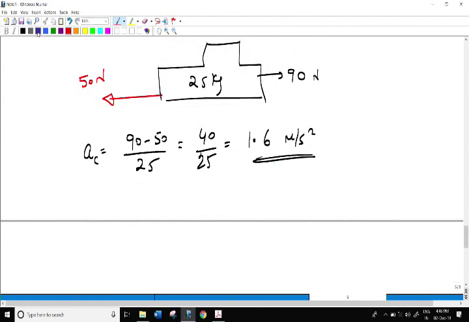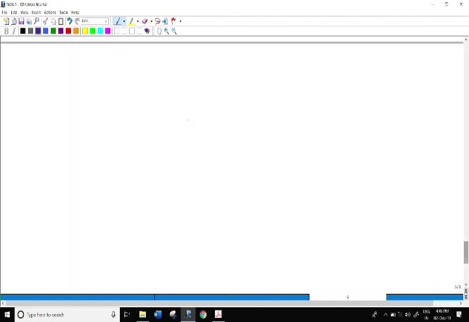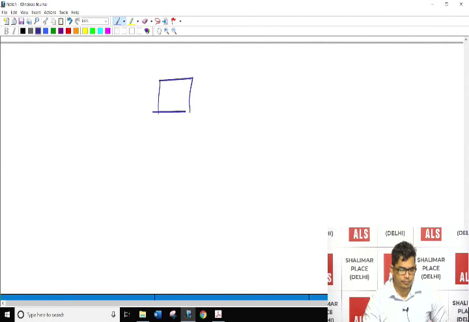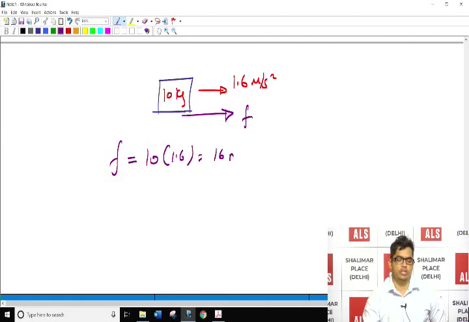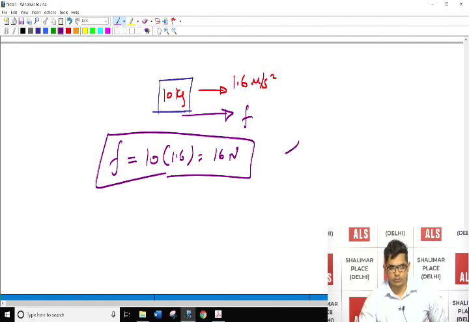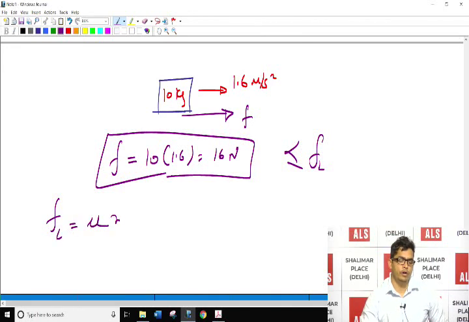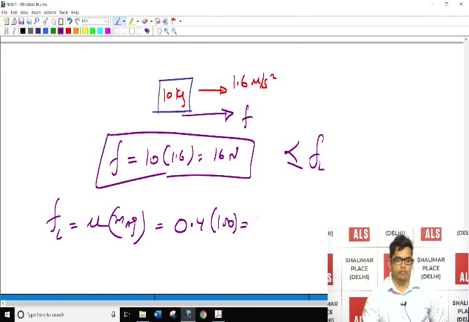Now look at the upper block A. It must have an acceleration of 1.6 meter per second square. Its mass is 10 kilogram, and there will be only one force acting on it, and that is friction. This friction is equal to 10 into 1.6, which is 16 Newton, and it should be less than the limiting friction. Limiting friction is mu into mass of A into g, mu into N. It is 0.4 into 100, which is 40 Newton.